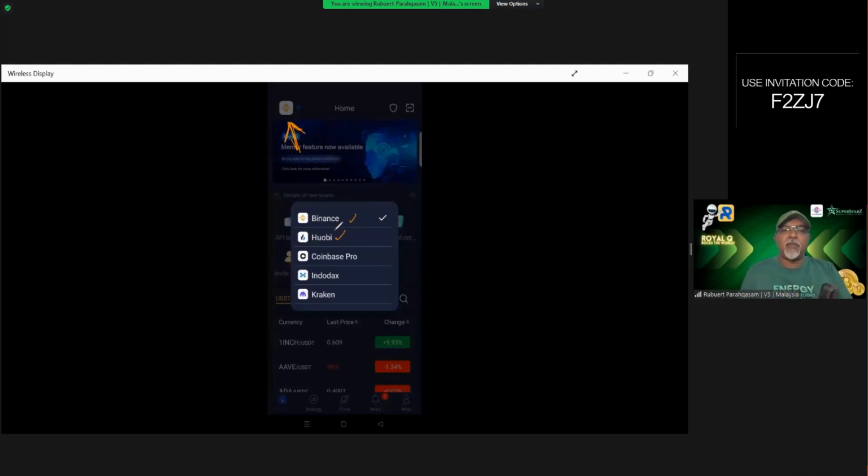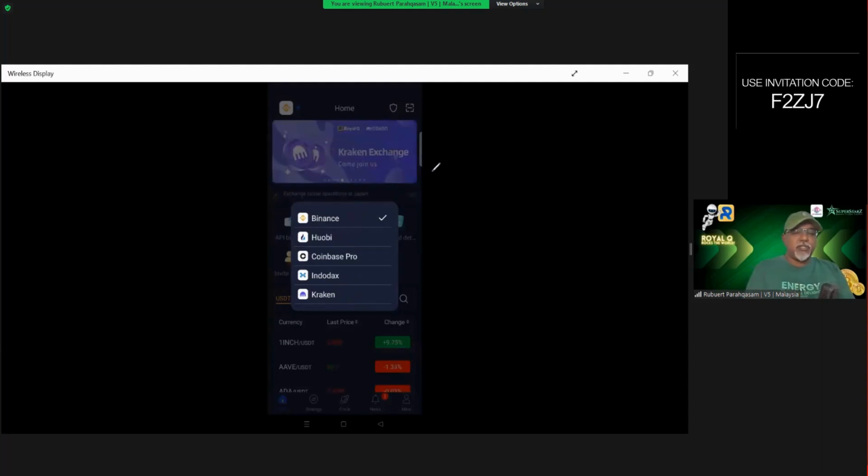Because there are some coins that are not in Binance that are available in Huobi. There are some coins that are not in Huobi that may be available in Binance. Or if you are from the US, you can use Kraken. And if you can have another one of these, it will also be good. All right. So this is how you jump between the exchanges.